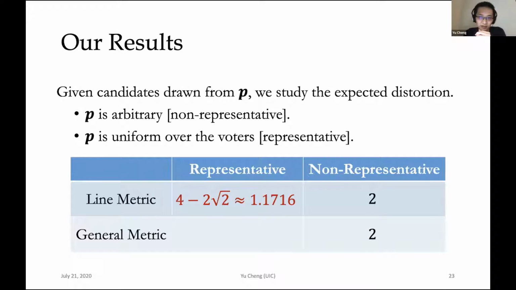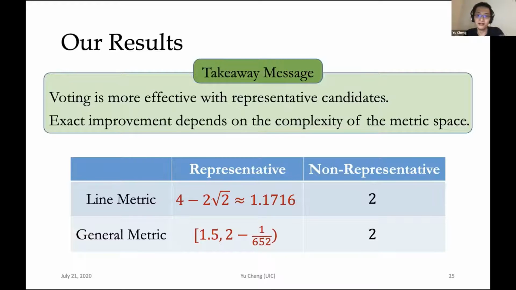Now let me go over our results for this 2-candidate case. We showed a tight bound of 1.17 roughly when the underlying metric space is a line, and we gave an interval, which is 1.5 to 2 minus delta, for the worst case expected distortion when the underlying metric space can be arbitrary. Okay. All right. So again, this table, as promised, shows you that your voting does become more effective when you have representative candidates, and the improvement depends on the complexity of the metric space.